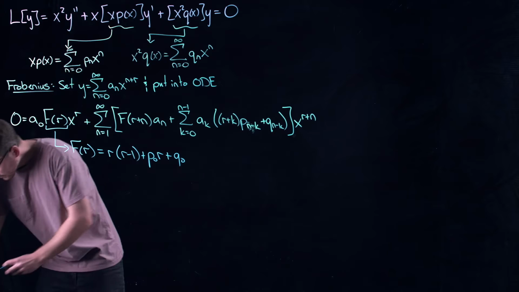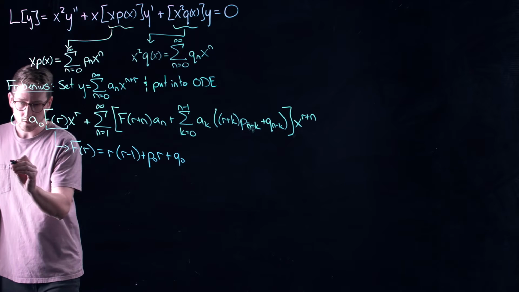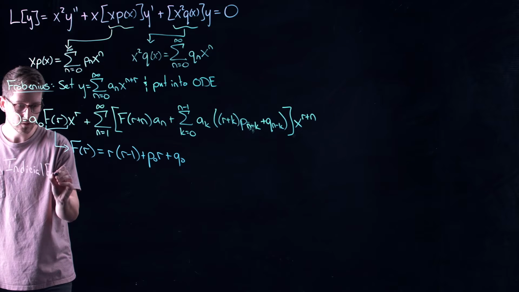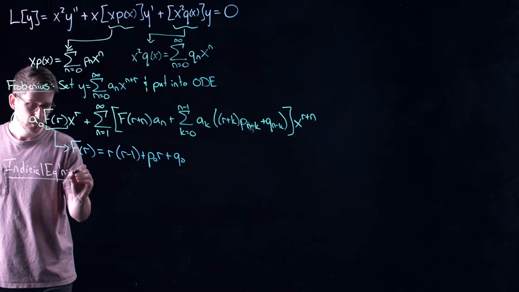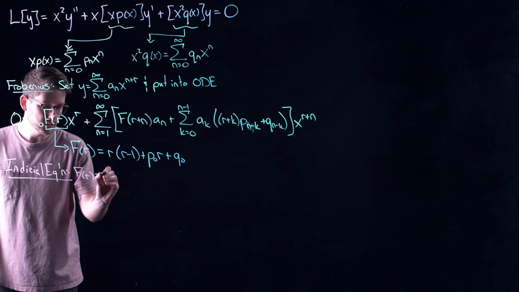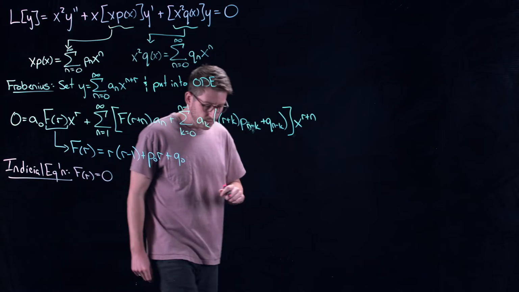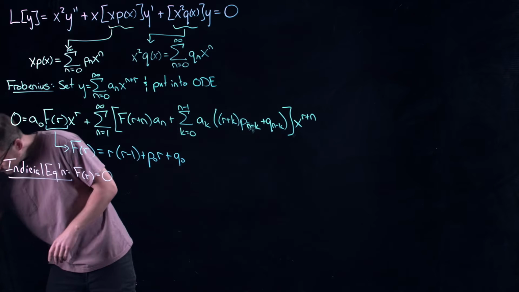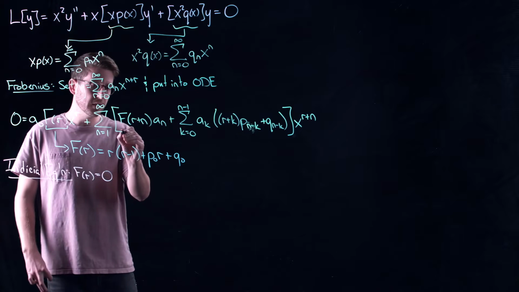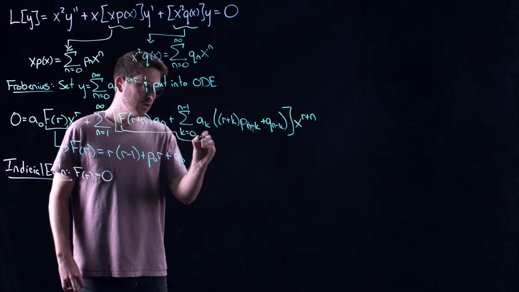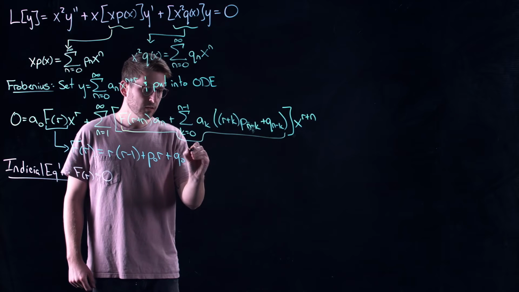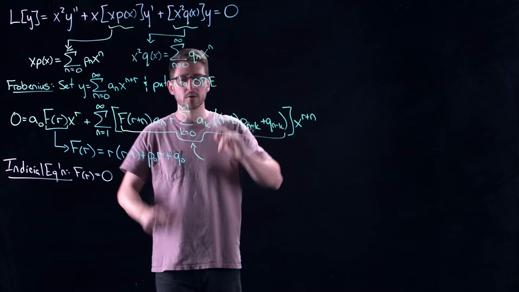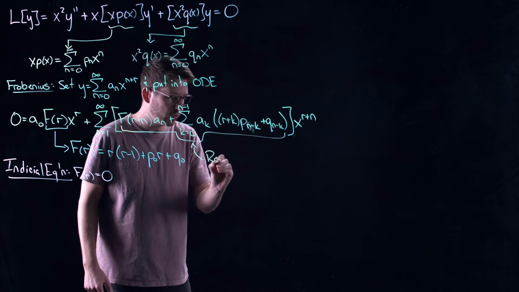So, in particular, what you get is the indicial equation. So the indicial equation, f of r is equal to 0, right? That's what we saw in the previous video. Similarly, this thing right here, all of that. I don't want to have to rewrite it again because it is just horrible looking. But that is the recurrence relation.